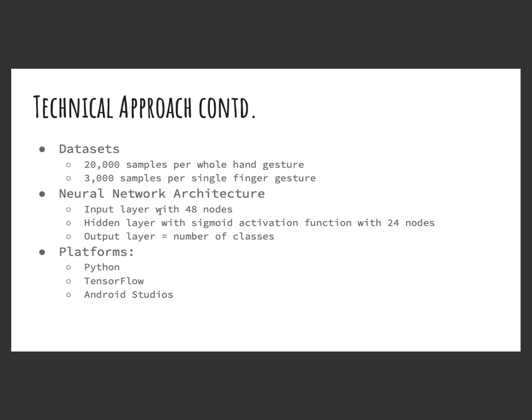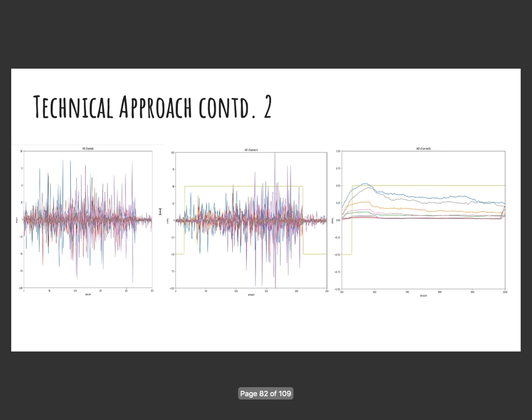Our neural network architecture is an input layer with 48 nodes, which is the 6 parameters times the 8 channels. Our hidden layer uses sigmoid activation with 24 nodes, and our output layer depends on the number of classes we finalize on. We're using Python and TensorFlow, and we'll show the demonstration via Android Studio. And this is the pipeline of how we're going to process our data: first noise reduction, then classification, then feature extraction.